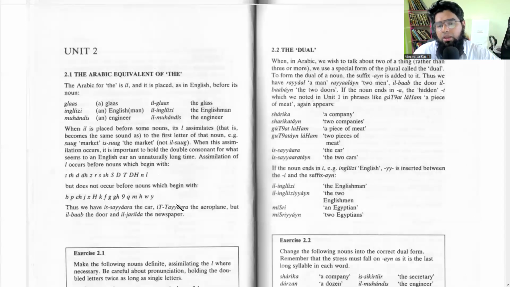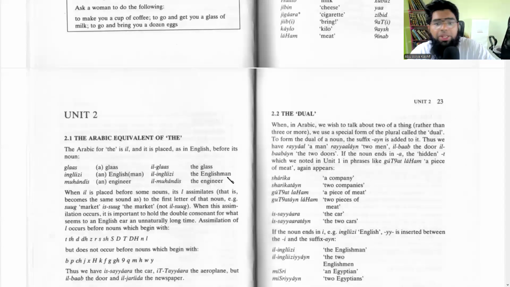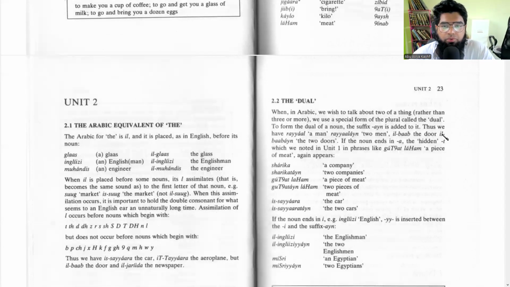Sharika is company. Duals. When in Arabic we wish to talk about two of a thing rather than three or more, we use a special form of plural called the dual. To form the dual of a noun, ain is added to it. Rayyal, rayyalain, two men. Ilbab, the door, ilbabain, the two doors.